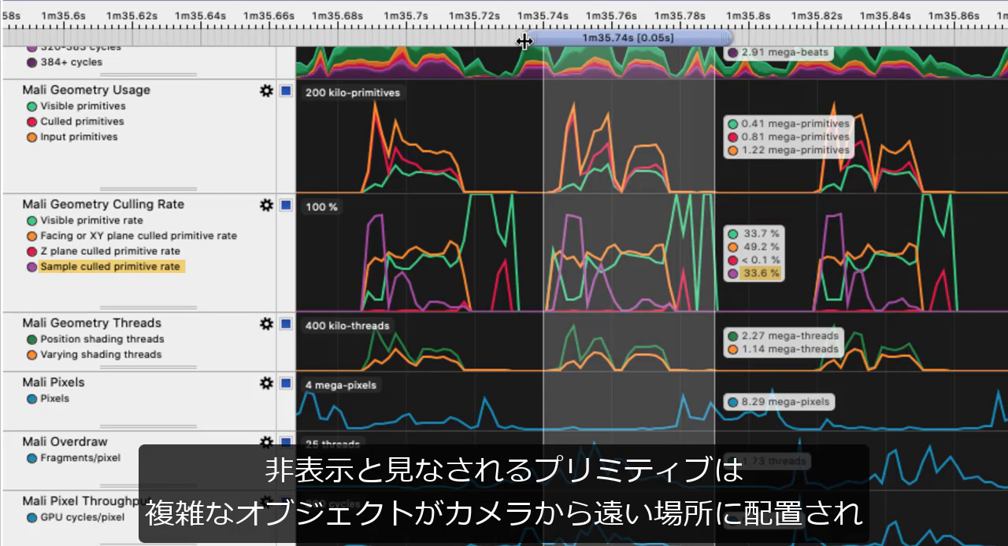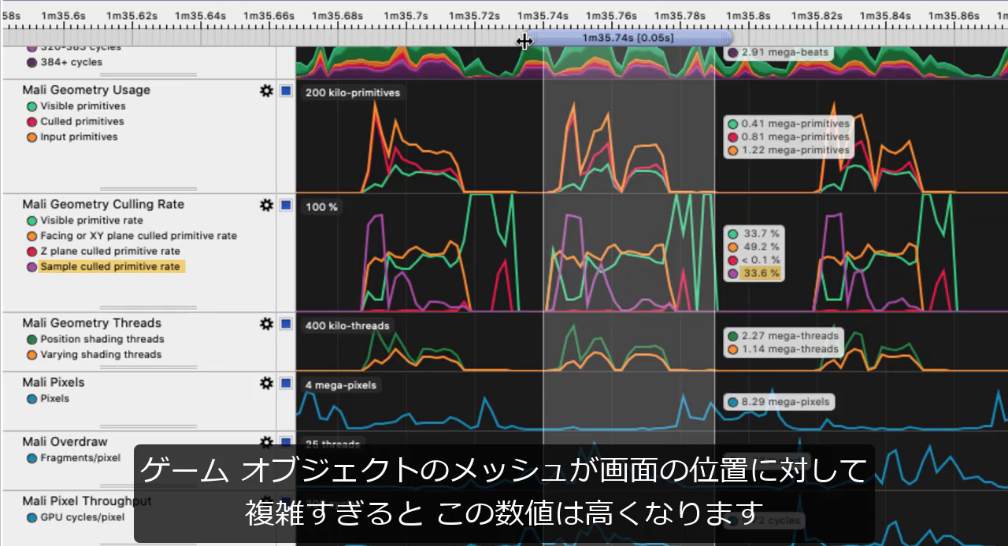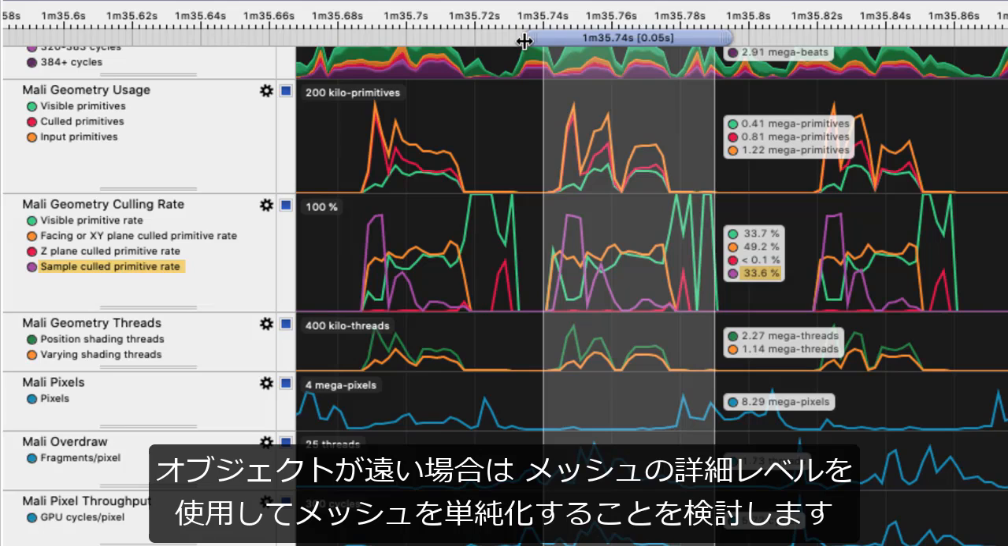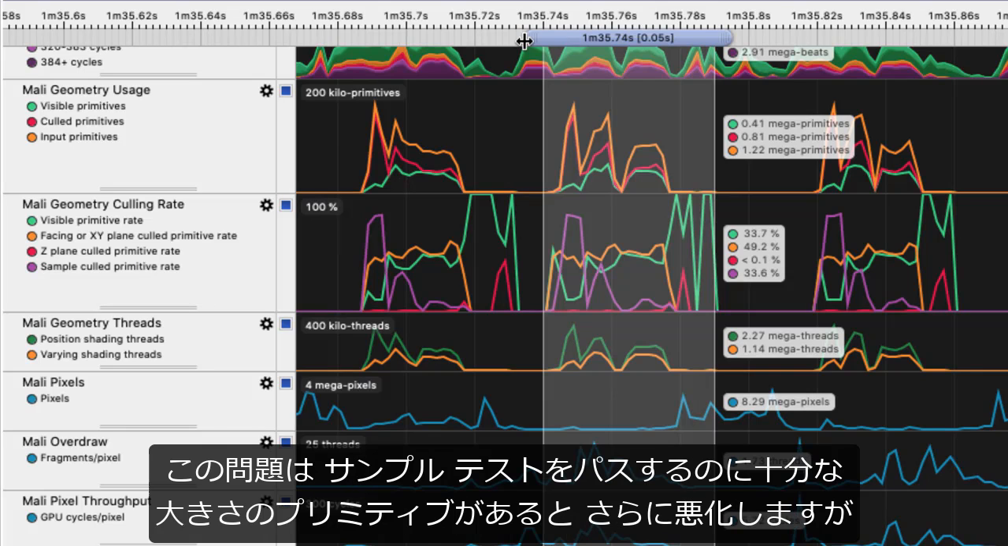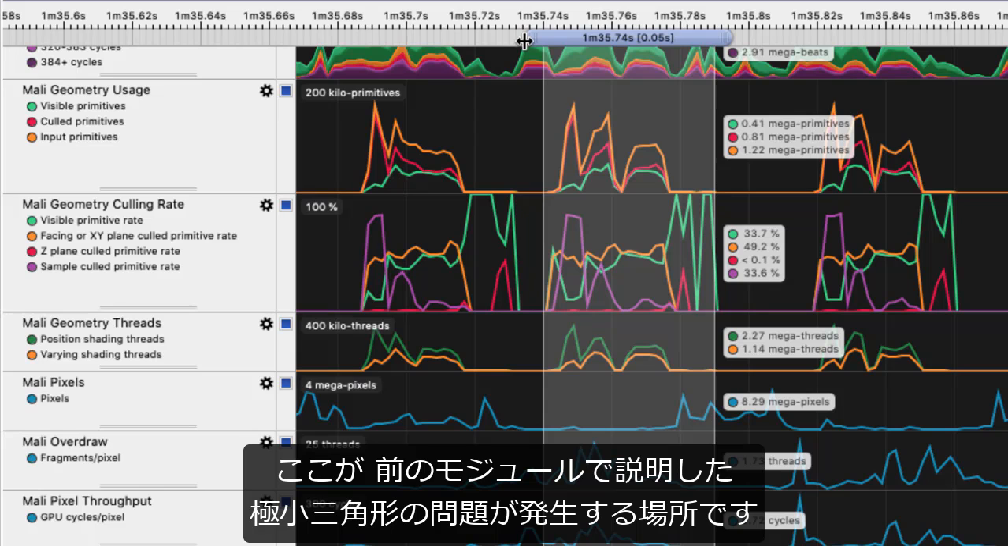This can happen when complex objects are positioned far away from the camera and triangles in the mesh are too small to be visible. Higher numbers here could indicate that the game object meshes are too complex for their position on screen, and you should look at using mesh level of detail to simplify the meshes when objects are further away. This problem gets worse if you have primitives that are large enough to pass the sample test, but still only cover a few pixels. This is where we see problems with microtriangles, described in the previous module.